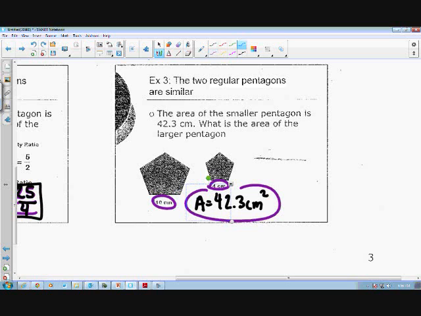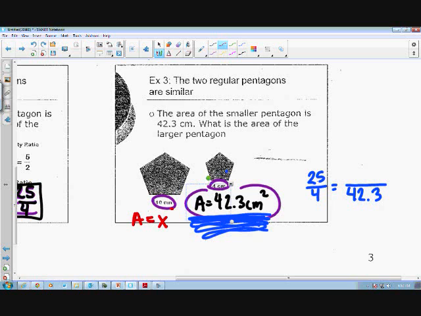Okay, we have our area ratio is 25 over 4. Now here you have to be careful on matching things up. See the area we know? Does it belong to the larger or the smaller? Let's see, this is a pentagon. It belongs to the smaller one. So make sure, which one's smaller, 25 or 4? 4 is smaller. Make sure you line up 42.3 with the smaller value of 4. Here our area, x, we don't know, belongs to the larger. So we use x right here.